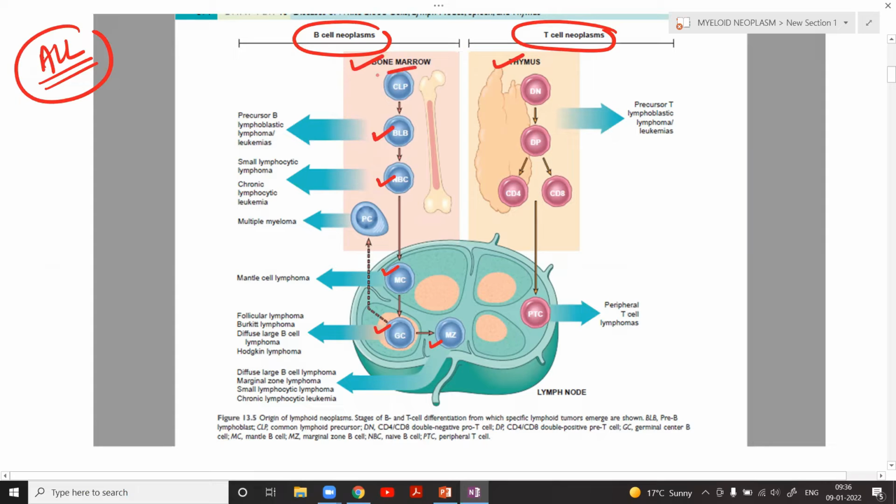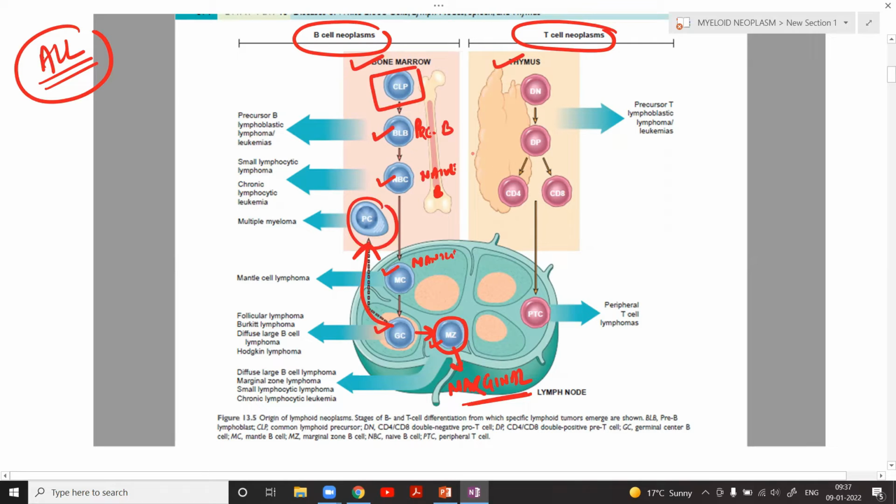I will just repeat. So B cells arise from common lymphoid precursors. Once they arise from the common lymphoid precursors, they give rise to precursor B cell. That gives rise to naive B cell. From there, they come into the mantle cell zone. Then once they are stimulated by any kind of virus or infection, they will enter the germinal center and proliferate, and they are then going to produce certain plasma cells which are going to produce antibodies. After that, finally, when their function is over, they will rest in the marginal zone of the lymph node. So this is how a normal B cell functions.